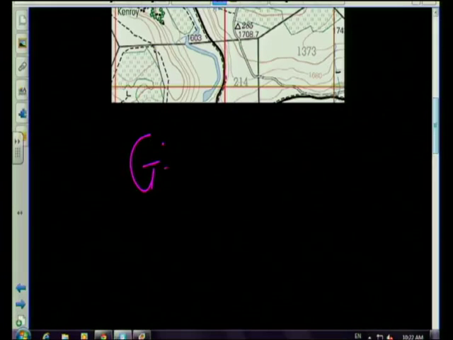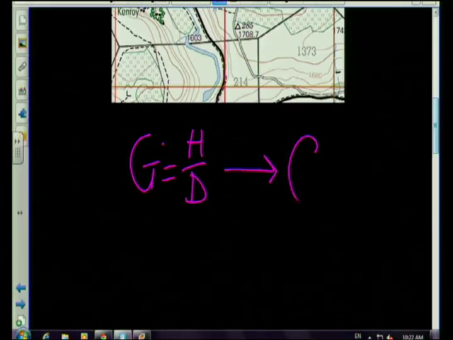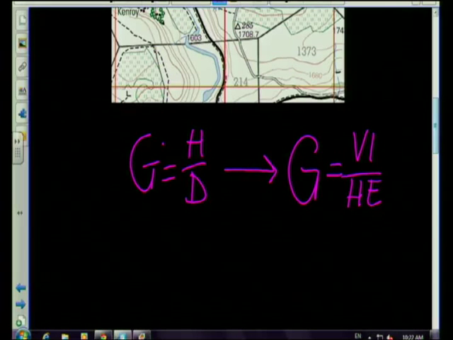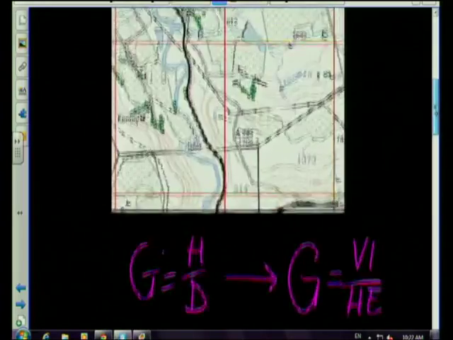The first formula you've learned is gradient is equal to vertical interval over horizontal equivalent, or elevation. A simpler formula is gradient is equal to height over distance. Let's write these down. Gradient is equal to height over distance, or some of you have learned, gradient is equal to vertical interval over horizontal equivalent. Now, in order to calculate the gradient, guys, you should be able to determine two heights. Let's look at our question to determine these two heights.